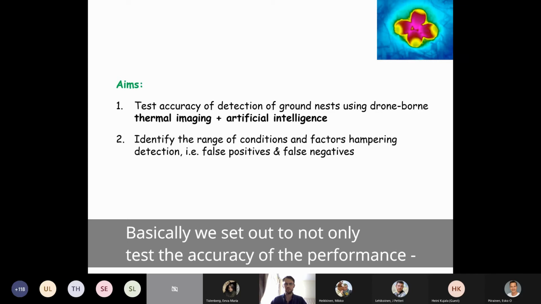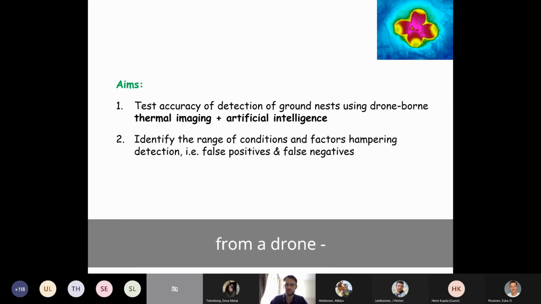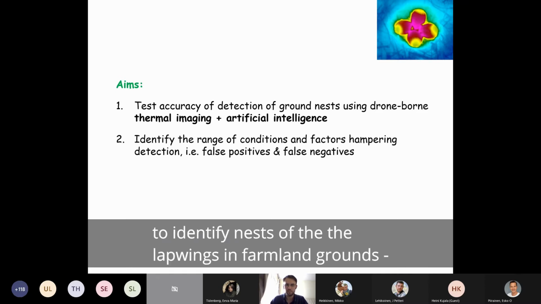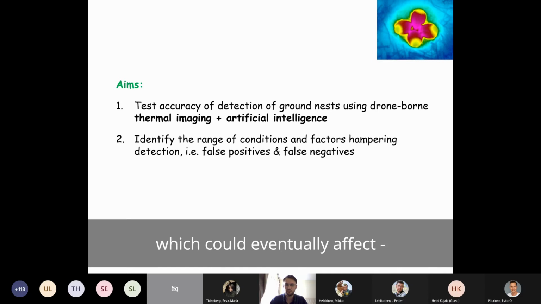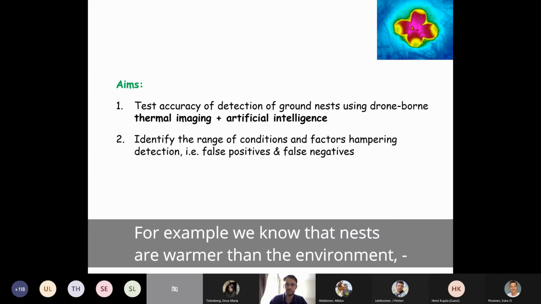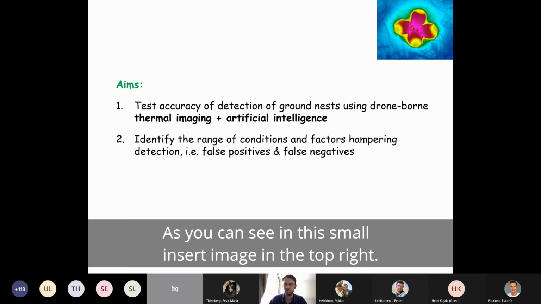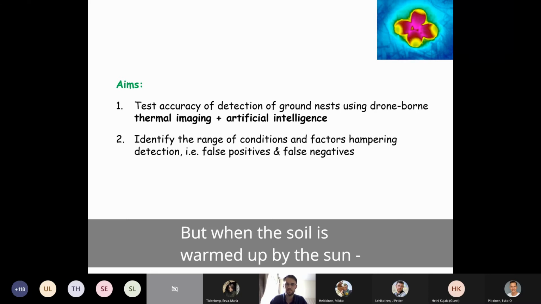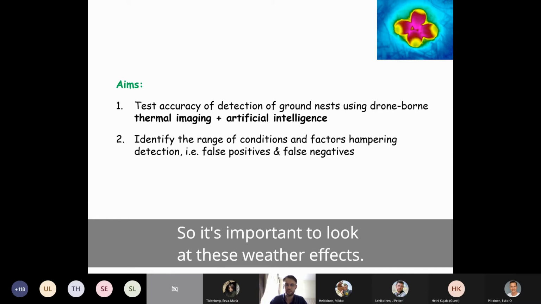So basically, we set out to not only test the accuracy or the performance of a system that would integrate thermal imaging captured from a drone with a deep learning algorithm to identify nests of the lapwings in farmland grounds in southern Finland. But we also wanted to identify the range of conditions, for example, weather conditions, which could eventually affect the positive identification of those nests through this system of thermal images and deep learning algorithm. For example, we know that nests are quite warmer than the environment, than the soil, when the birds are incubating them, as you can see in this small inset image to the top right. But of course, when the soil is warmed up by the sun during the middle of the day in a hot day, you may get a confusing image that may not be so clear. So it's important to look at these weather effects, for example.